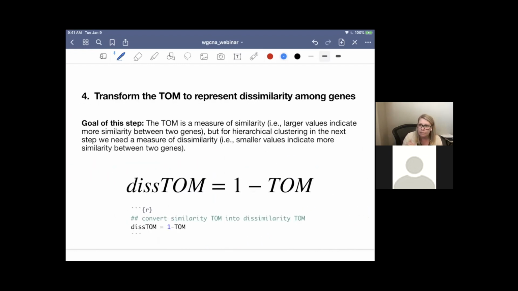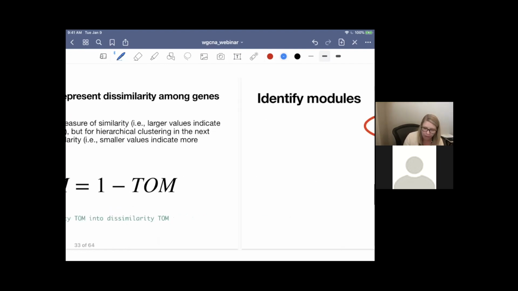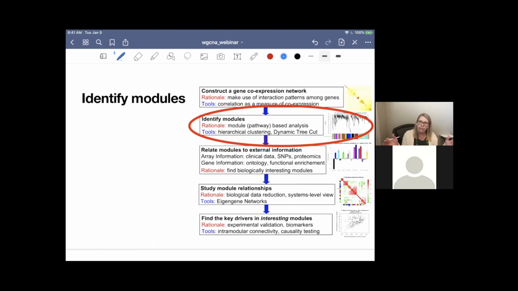So to give you just a glimpse of what we're going to do with these network measurements, we're going to do some hierarchical clustering a little bit later on. And so for that step, we really need a distance rather than a similarity. So the last step in creating a network is to simply transform it from a similarity matrix into a dissimilarity matrix by taking 1 minus the value of the TOM. All right, so now we have a nice big matrix that describes the relationship between every gene and every other gene. Now what we want to do is use those relationships to identify modules of co-expressed genes.